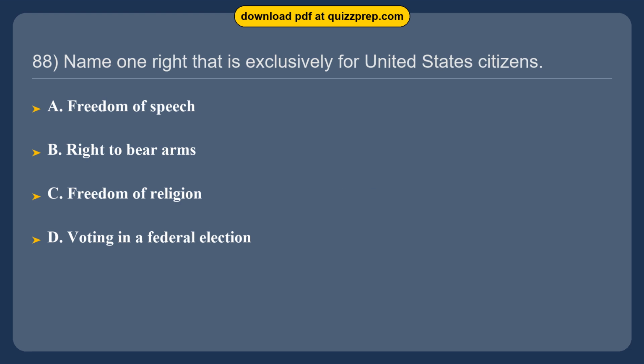Question 88. Name one right that is exclusively for United States citizens. Option A, freedom of speech. Option B, right to bear arms. Option C, freedom of religion. Option D, voting in a federal election.